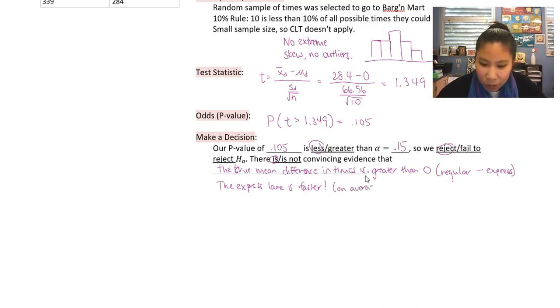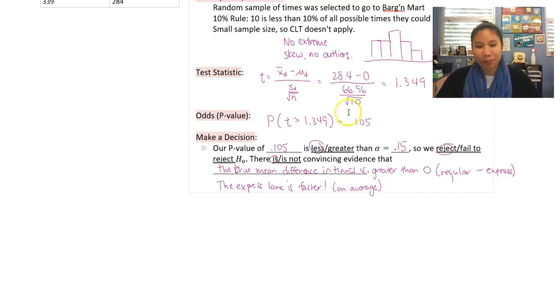But also, this is only on average. So the express lane is faster on average because that's how we calculated this hypothesis test. Everything is dealing with a sample and their averages, so that's why we need to say on average.